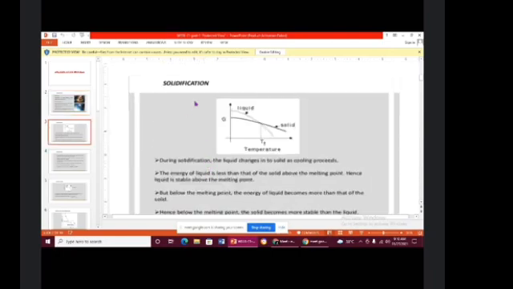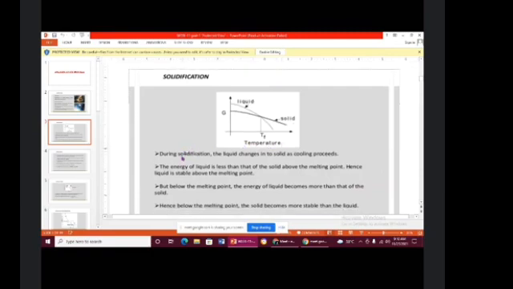So this is a diagram of solidification. Liquid, solid, and here is the temperature. During solidification, the liquid changes into solid as cooling proceeds. The energy of the liquid is less than that of the solid above the melting point. Hence, liquid is stable above the melting point. But below the melting point, the energy of the liquid becomes more than that of the solid. Hence, below the melting point, the solid becomes more stable than the liquid.